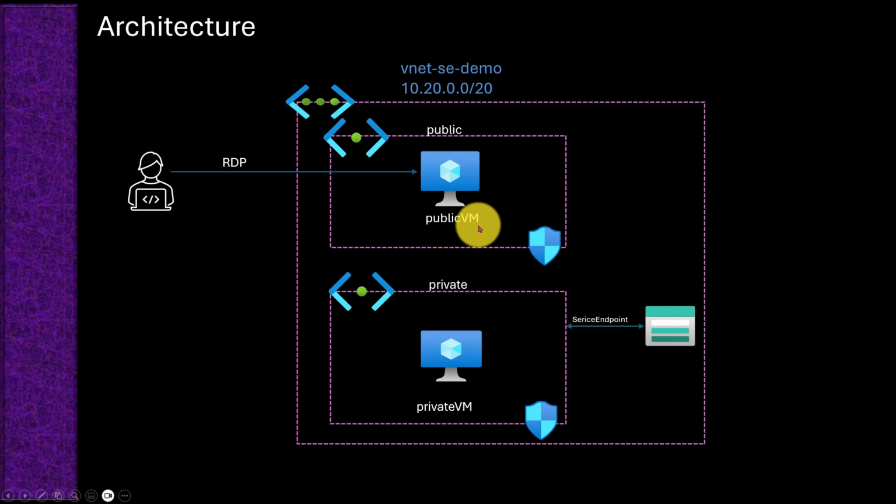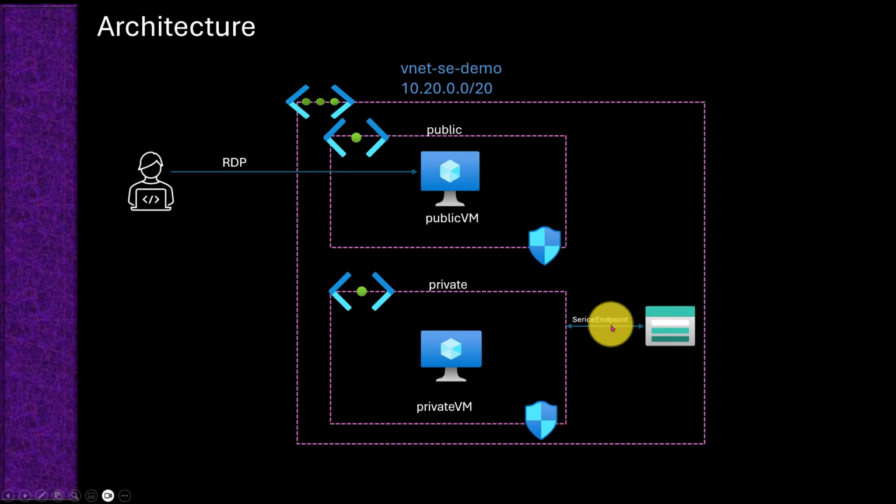In each subnet, there will be a VM. Both the VMs will have a public IP because it helps to facilitate the login very easily, remotely. So I will assign the public IP to both the VMs. But what we're trying to test is basically the access to the storage account from the private VM. It should not work from the public. It should only work from the private actually.